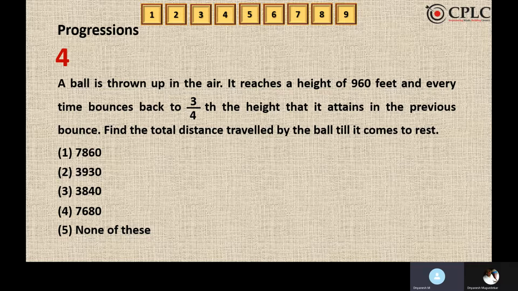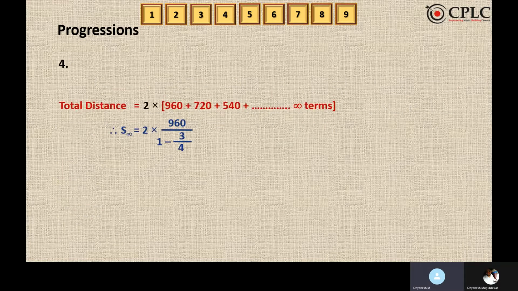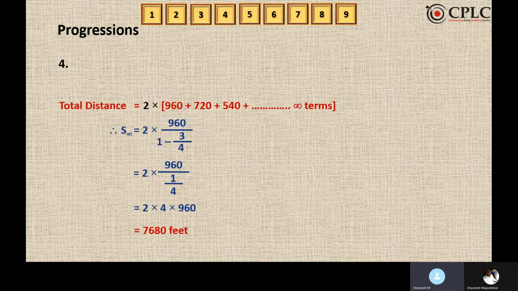That means whatever distances the ball is traveling, the entire distance has to be multiplied by 2, which is not mentioned in the formula. So you are supposed to be very, very careful with such types of questions. The formula will not tell you whether to multiply by 2 or not. It is common sense that will tell you. So the answer is not 3840, it is double of that, which is 7680, the fourth option.